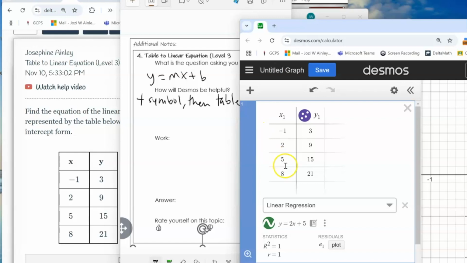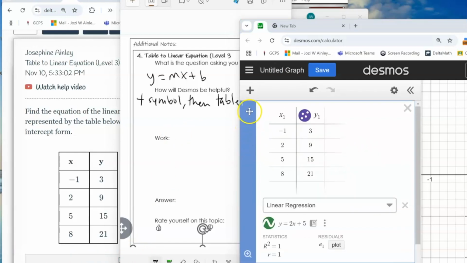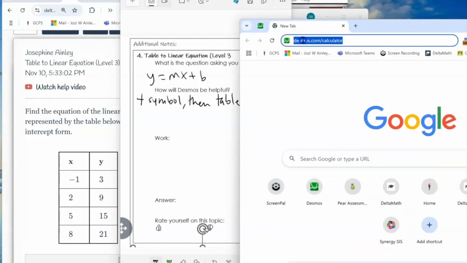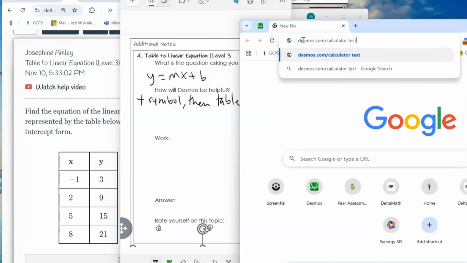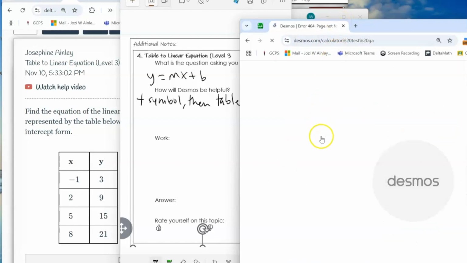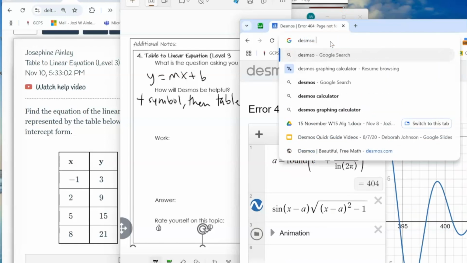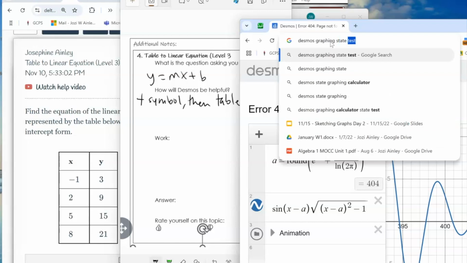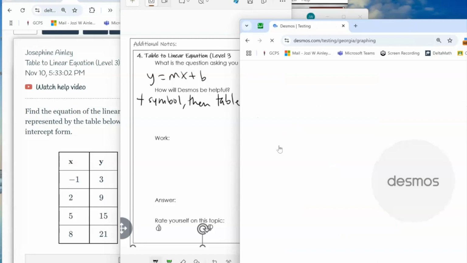Well, oh, this is different. This is exactly why you have to be in the testing calculator, because in a non-testing calculator, you can click this and actually pick it without having to change it. So I'm going to switch over to a testing calculator. Do bear with me, I do apologize. So Desmos.com calculator test GA. Please make sure that you are in a testing calculator. Desmos Graphing State Test GA, something like that. Make sure it's green. All right, perfect.